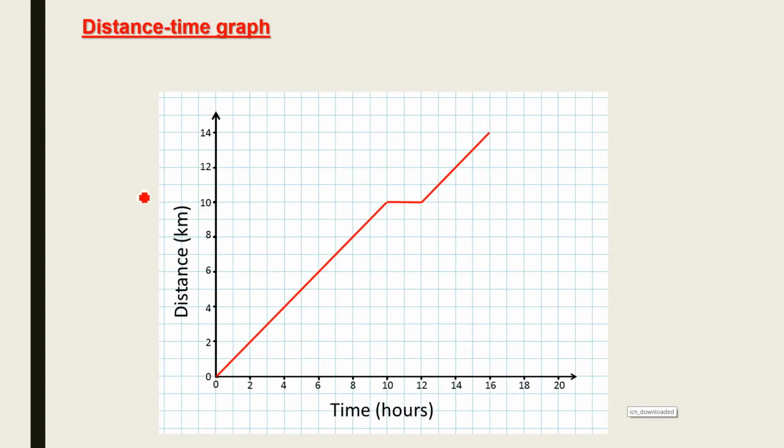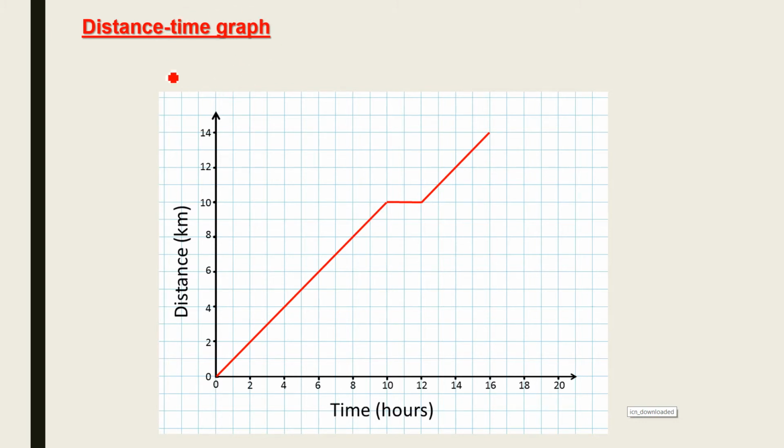Now we will start our lesson. I will start with you first about the distance time graph. In the book, they start with the velocity time graph, but I will start with the distance time graph. You can find it not on the first page of the chapter, but on the second page.